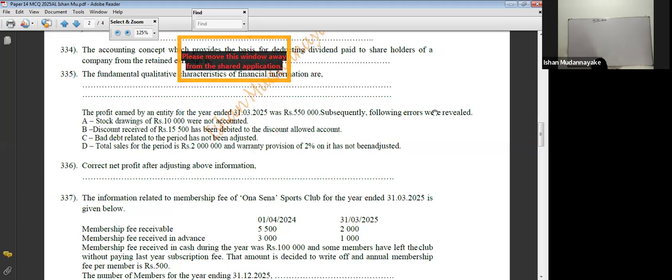I have not given the bad debt amount. Total sales for the period were 2 million, and a 2% portion on it has not been adjusted.